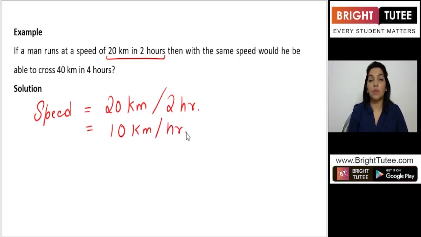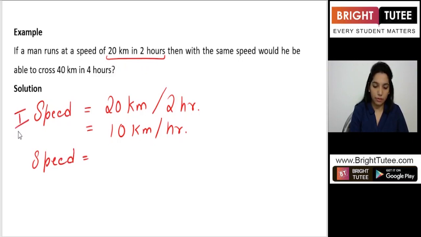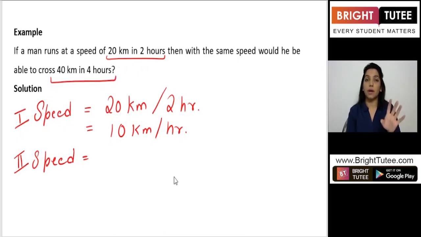Okay. Now let us see what is his speed in the second case. In the second case here, let me write here first, and this is the second case. Okay. So here, how much is it? He crosses 40 kilometers in 4 hours, right? Let us just compare it once, and then we'll do it again with the method of finding with the proportion. Okay. Then we'll do with the ratios. Right now, we are just finding the answer.